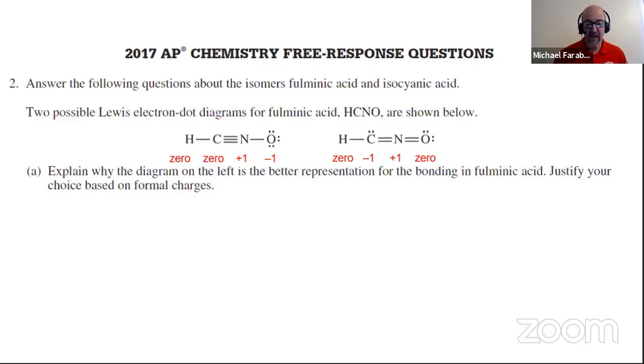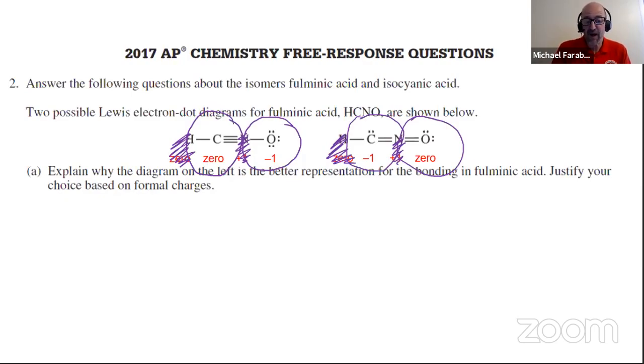Now, we're not done yet, but we at least have satisfied the AP exam request to talk about formal charges. I'm now going to scratch out this information because it's the same in both structures. So nitrogen is +1 in both structures. Let's focus on the differences. So we have a carbon that has a formal charge of 0. We have an oxygen with a formal charge of -1. In the other structure, we have a carbon with a formal charge of -1 and an oxygen with a formal charge of 0.